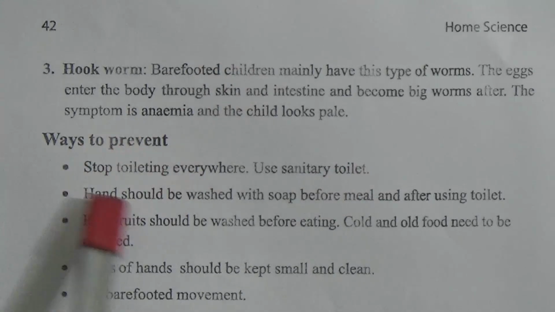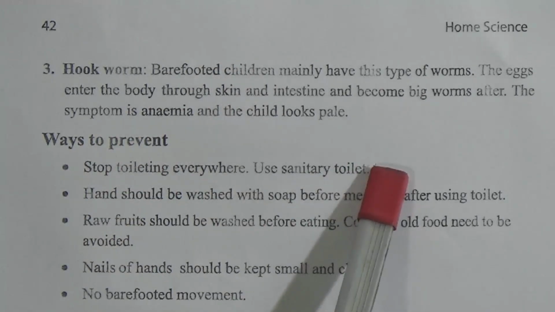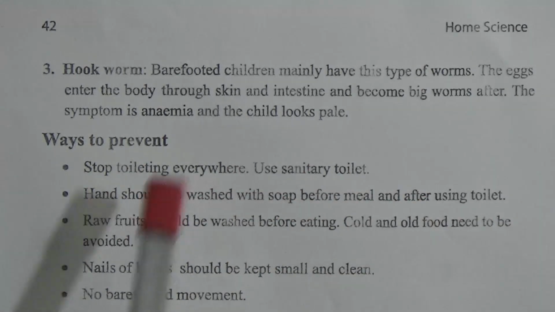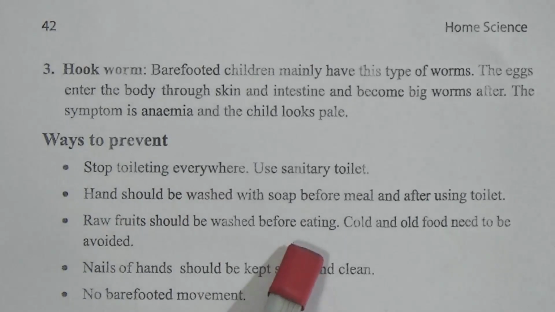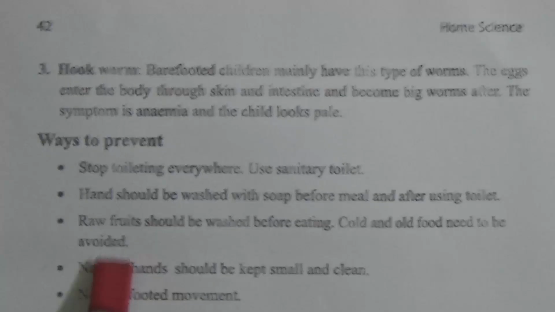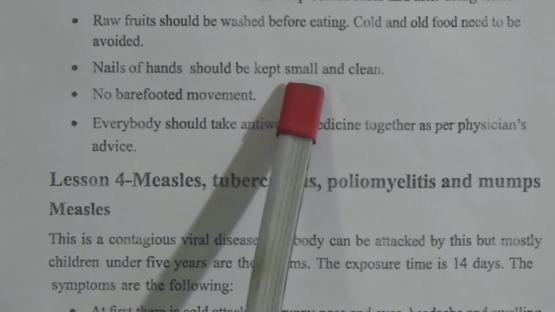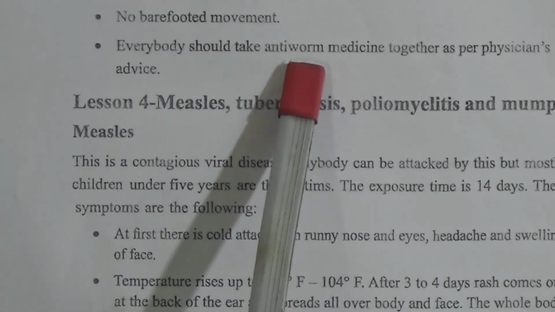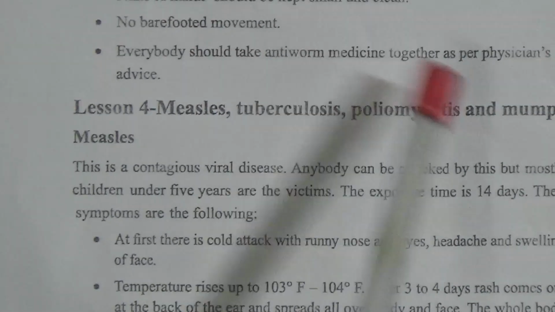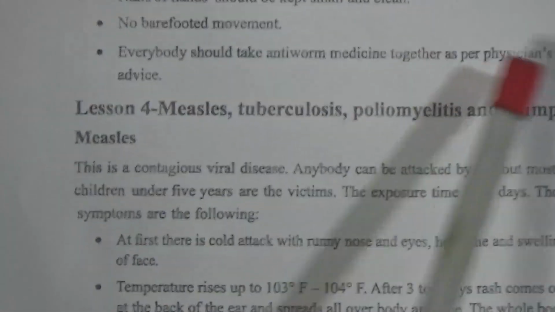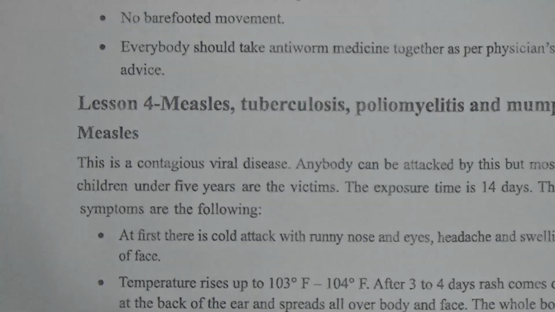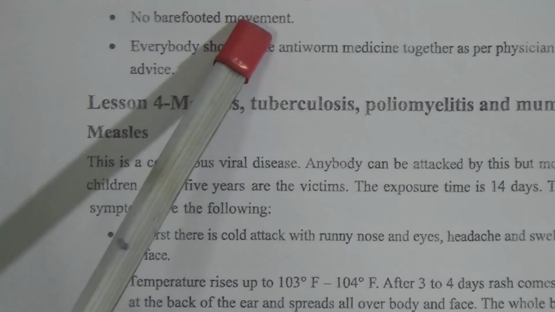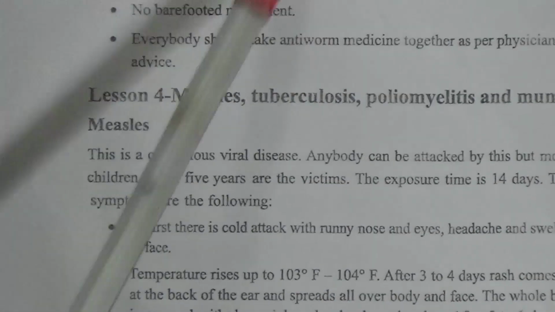Ways to prevent: stop defecating everywhere, use a sanitary toilet. Hands should be washed with soap before meals and after using the toilet. Raw foods should be washed before eating. Cold and old food needs to be avoided. Nails of hands should be kept short and clean. No barefooted movement. Everybody should take anti-worm medicine together as per the physician's advice. So we have to take all these steps to prevent worms. 3 kinds of worms: round worm, thread worm, and hookworm.